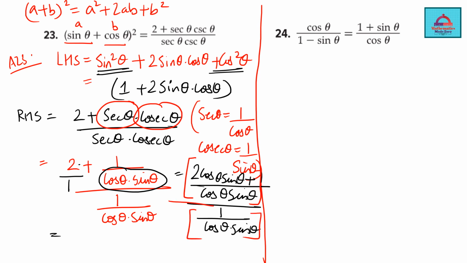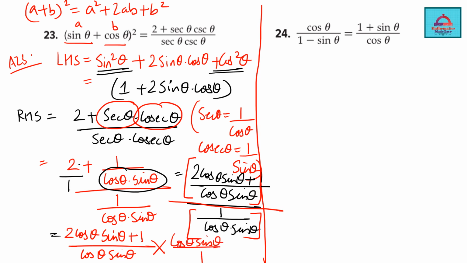I change this division to multiplication. Let's see what happens. This is the numerator, I just write it as it is, then I do the reciprocal of the second term because now I'm changing division to multiplication. So it's going to become cos theta sine theta over 1. I'm hoping that you're able to make out that this term cancels, and what we are left with is 1 plus 2 sine theta cos theta, which is the same as the left hand side.